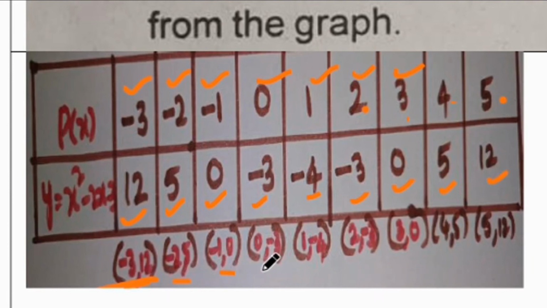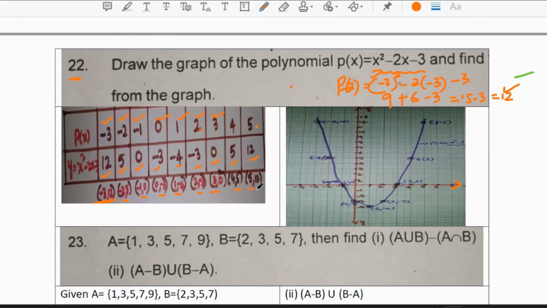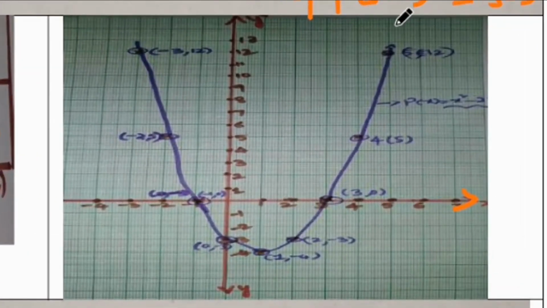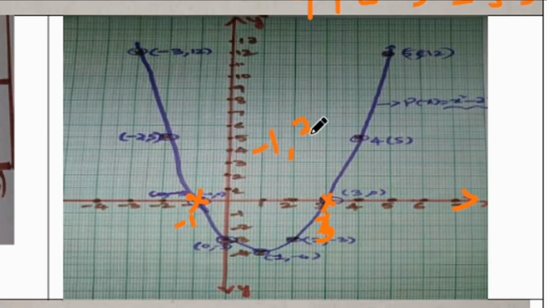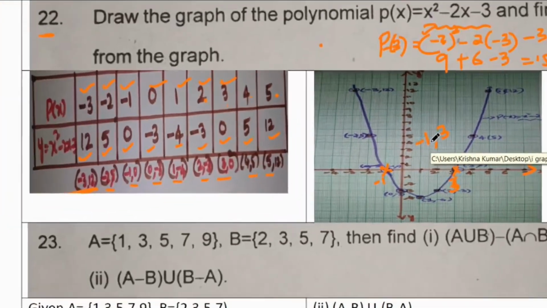So after taking the points, we have to plot these points in the graph. After plotting, we will get a curve like this, which is nothing but a parabola. The zeros of the polynomial are nothing but the points where the parabola is touching the x-axis. So it is touching the x-axis at minus 1 comma 0 and also 3 comma 0. So minus 1 and 3 are the zeros of the given polynomial.